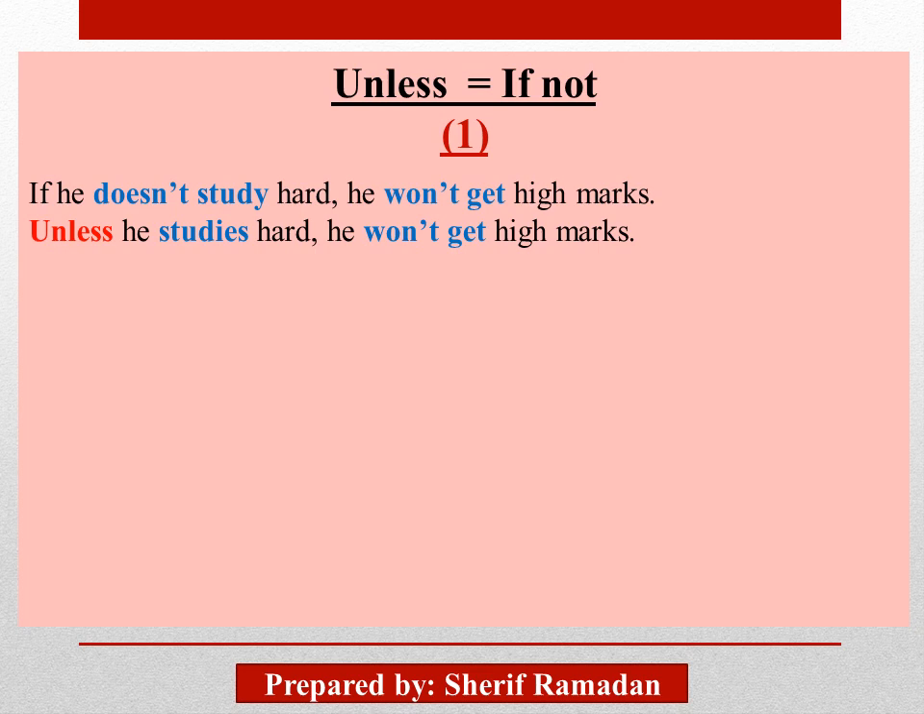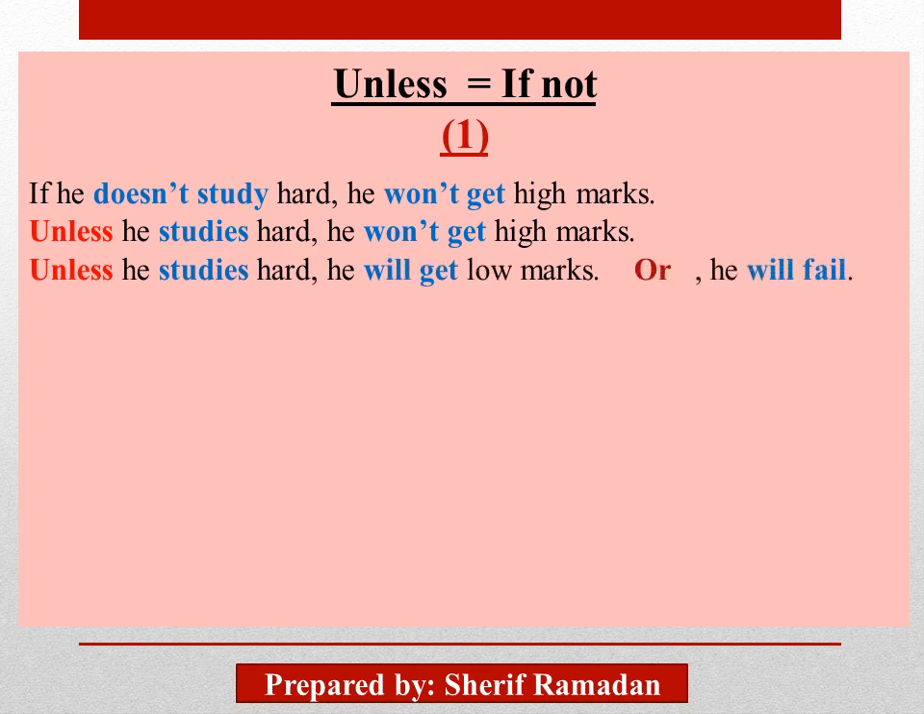Also, it is not necessary to write a negative form in the consequence clause, but it depends on the meaning. Unless he studies hard, he will get low marks. Or we can say, unless he studies hard, he will fail.